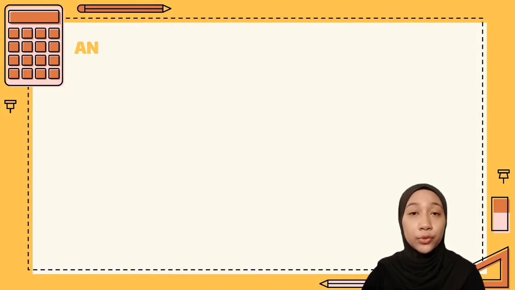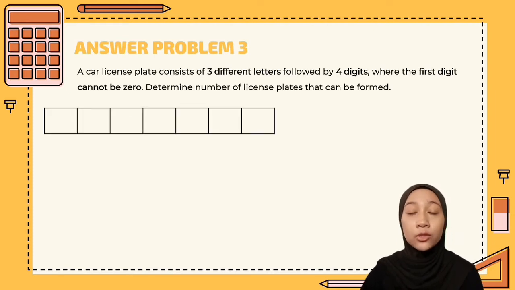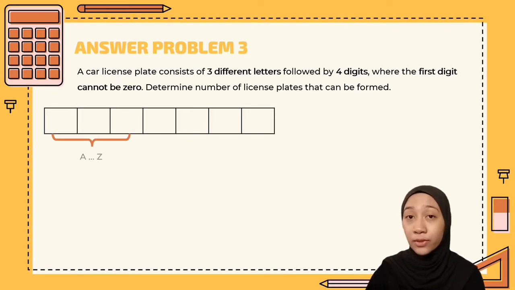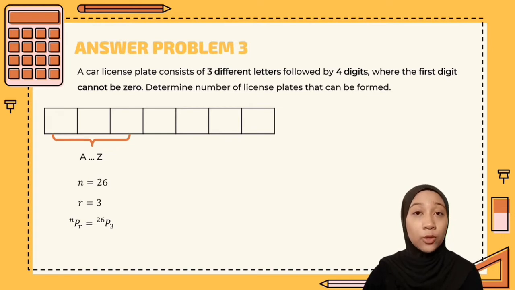So, to illustrate this problem, we can draw boxes like this to make it easy for us to solve. For these 3 boxes, we need to put different letters. We know that the alphabet has 26 letters, which is A until Z. So n equals 26. There are 26 letters that need to be put in 3 slots. This means that we want to arrange 3 letters from 26 letters. So r equals 3. The letters can only be used once, so we need to use the formula nPr. Therefore, the number of ways equals 26P3.